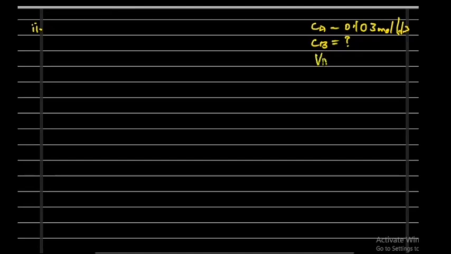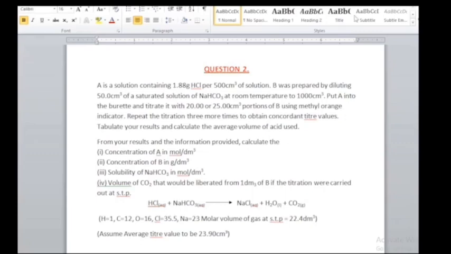We have our VA. Our VA from the question, we are told to use 23.90 cm³. Our VB is 25 cm³. Our NA we have to be 1, and our NB is also 1. So with this, we can actually calculate our concentration of B in grams per dm³. But for us to be able to do that, we need to calculate our concentration of B in moles per dm³ first, because the question has not given us anything to go by. So let's calculate our B in moles per dm³, then we'll calculate it in grams per dm³.